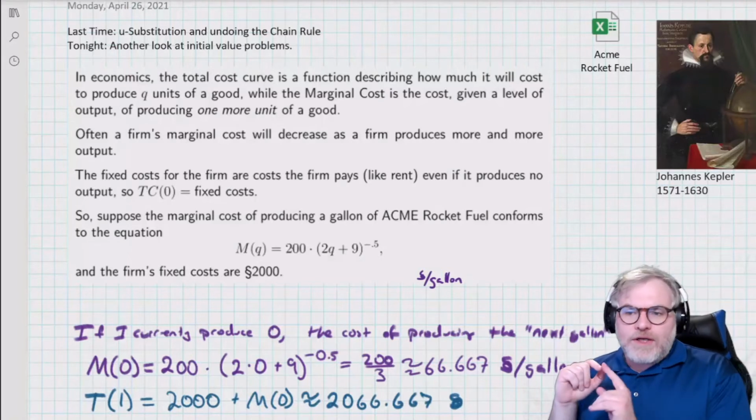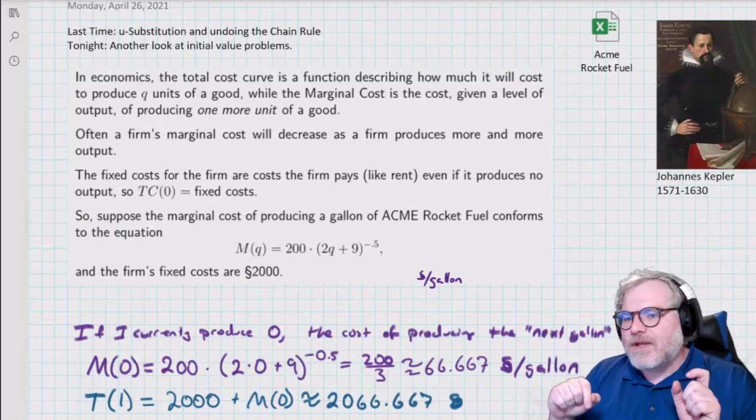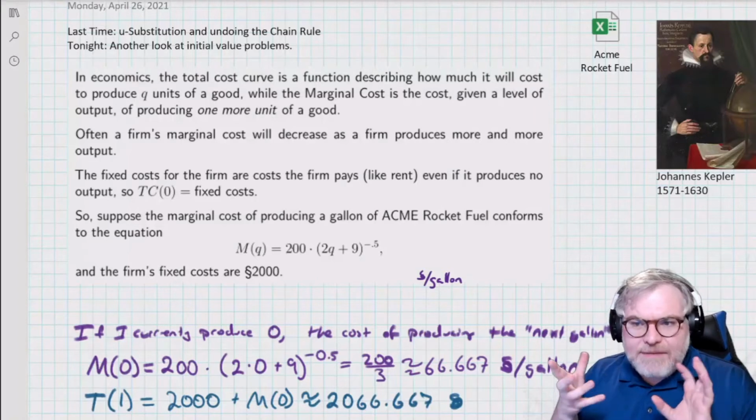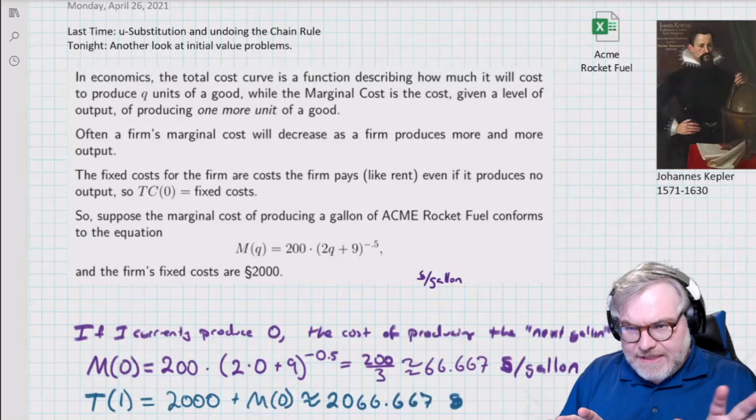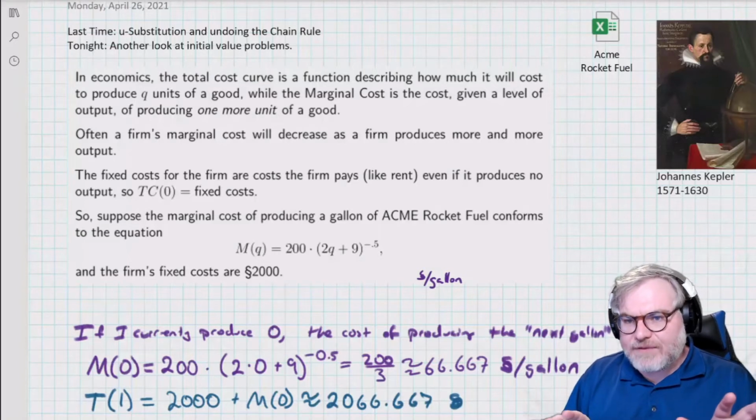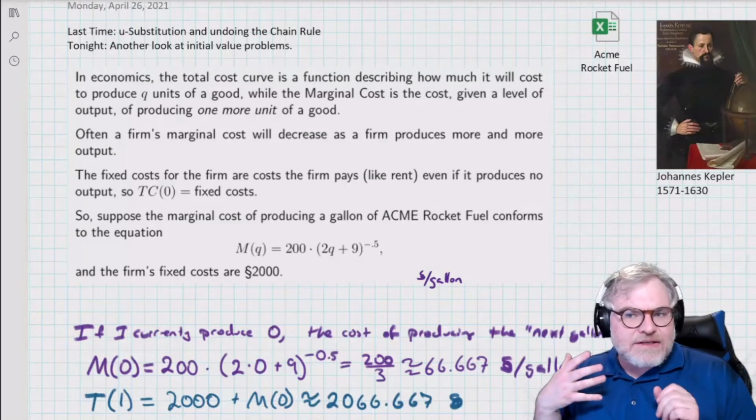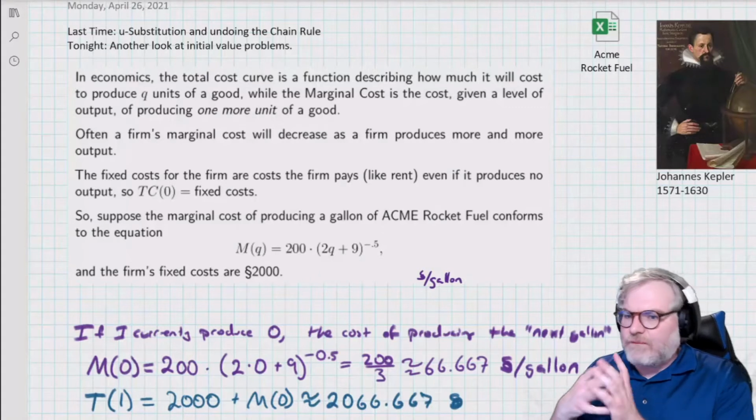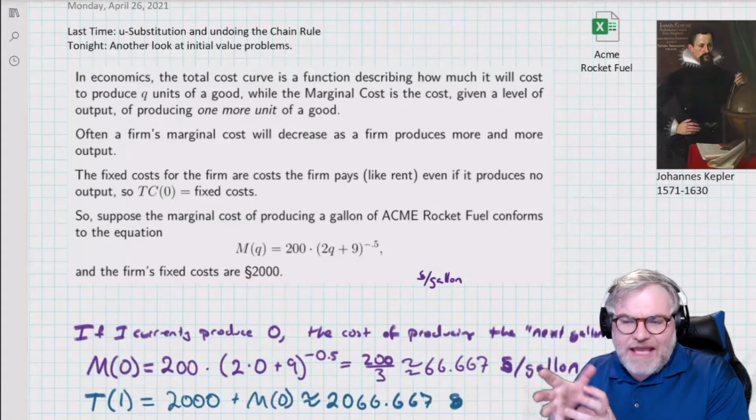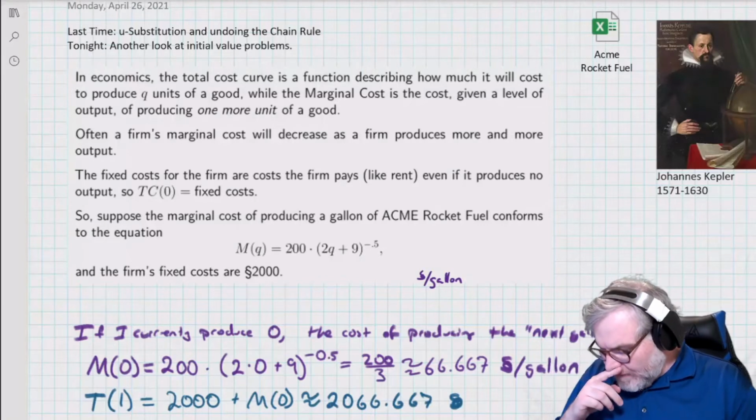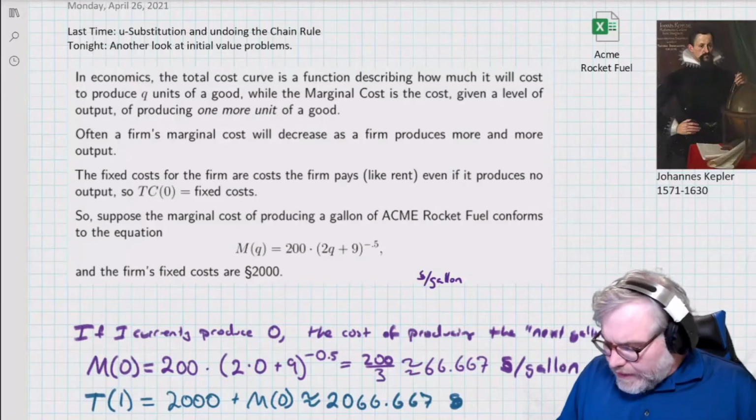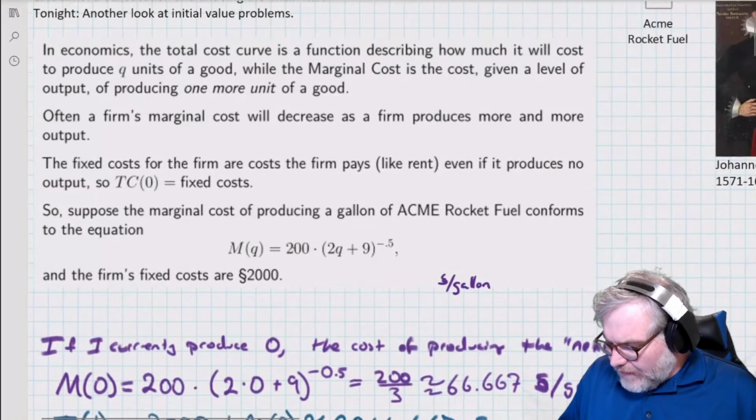Now, we're going to look at a problem today. Because I want to look at it conceptually, I'm going to pick one where we can do a clean antiderivative. But that's not necessarily true in real life. You often wind up with things where you can't compute them, or you don't want to compute them because they're complicated. So let's look at this. This is another look at initial value problems.